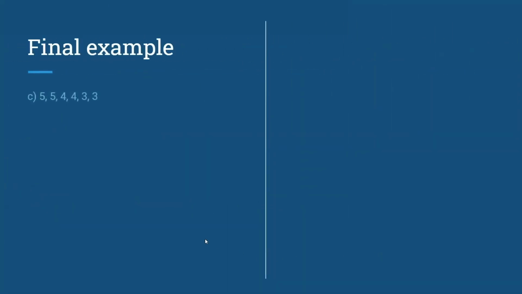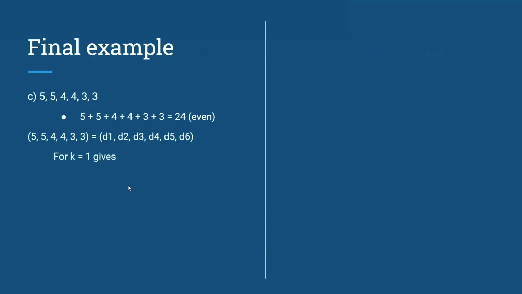And our last example, also from our midterm, is going to be 5 5 4 4 3 3. Checking the first condition, the sum comes out to 24, which is an even number, so we can move on to the formula stated previously. For k equals 1, it gives 5 is less than or equal to 1 times (1 minus 1) plus 1 plus 1 plus 1 plus 1, which comes out to 5 is less than or equal to 5, which is true and holds for k equals 1.